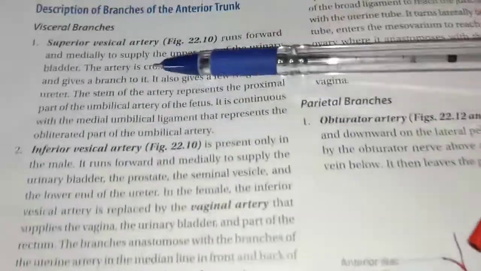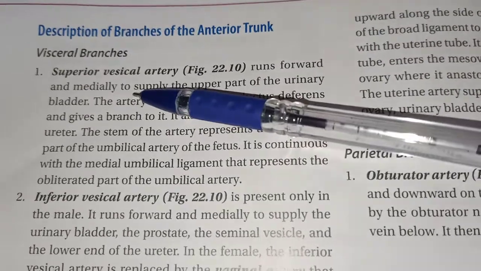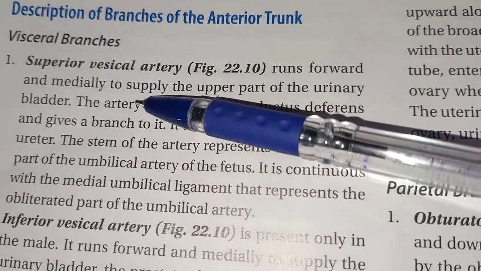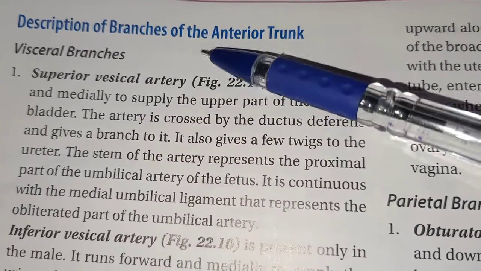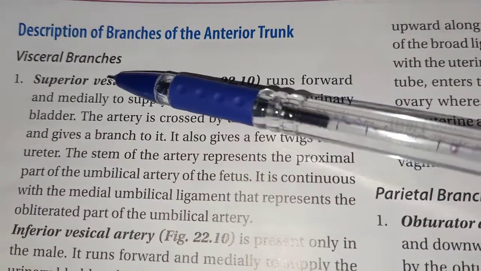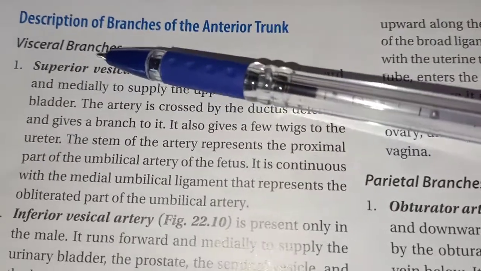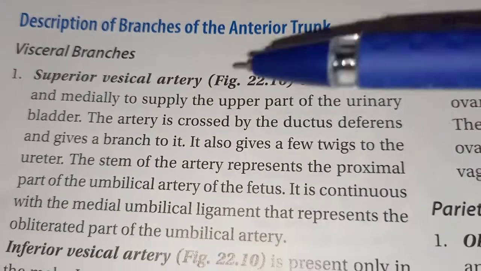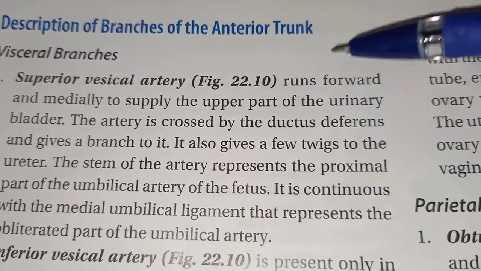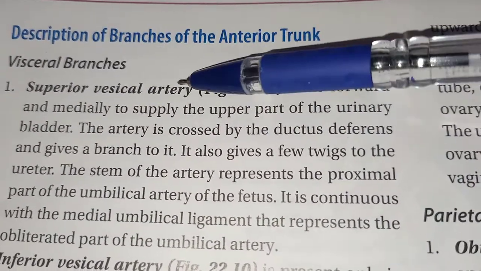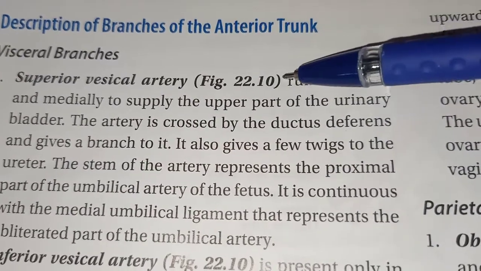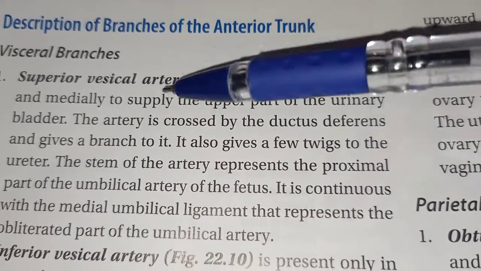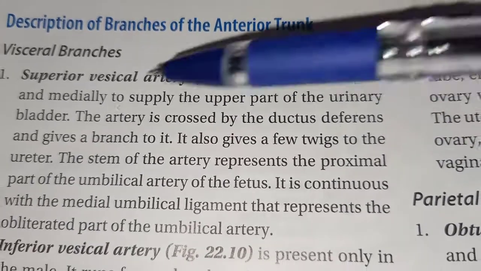Now the first visceral branch is the superior vesical artery. This is a branch of the anterior trunk and it's a visceral branch, which means it supplies a visceral organ. The superior vesical artery runs forward and medially to supply the upper part of the urinary bladder.